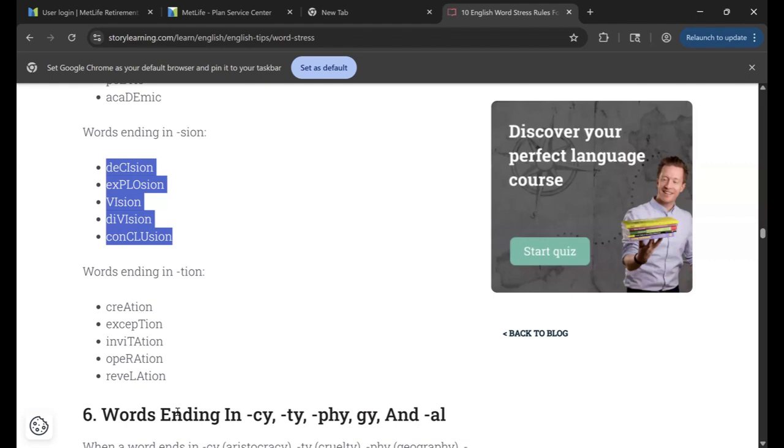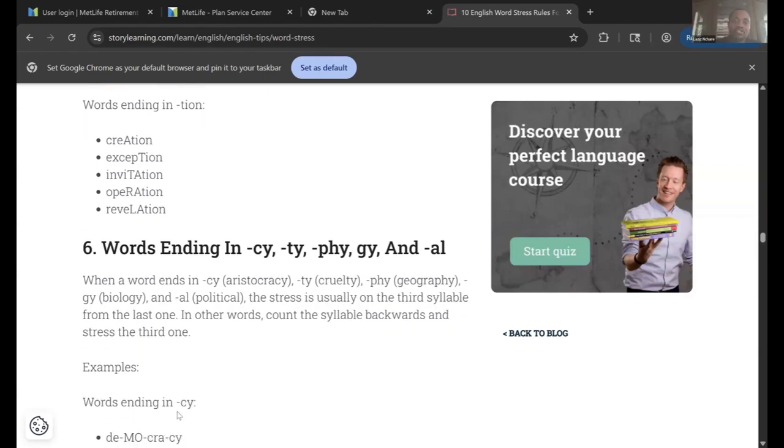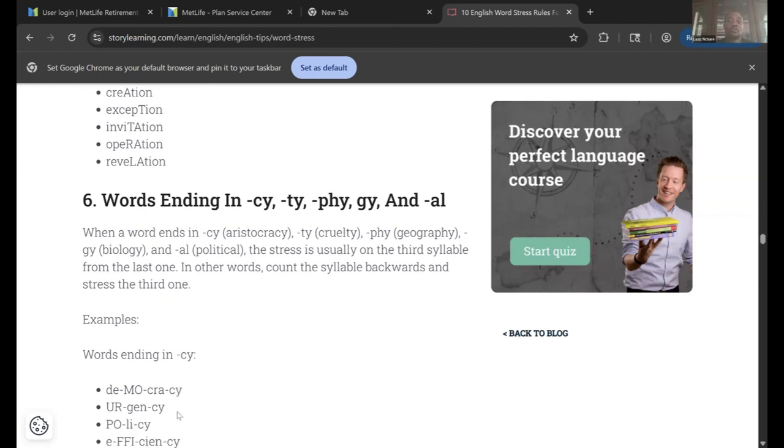Now, what about words ending in -tion? Creation. The same rule should apply. Creation. Okay? Next. Exception. Yeah. Invitation. Next. Operation. That's good. Next. Revelation. That's good.